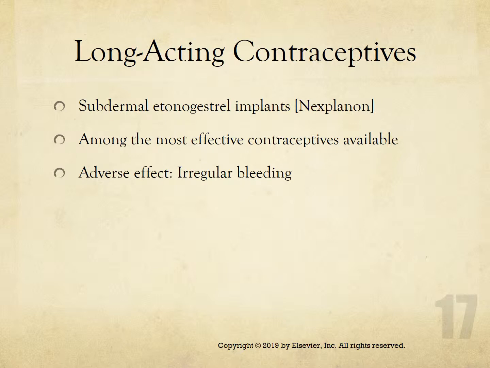Under long-acting contraceptives, you have the implants. The next one on, which is one implant, is the newest version. Of course, it started out as the Norplant, which had 5 implants. Then it went to 3, and now it's down to 1. It's among one of the most effective we have. And again, the biggest side effect is the irregular bleeding, for the same reason you have with any progestin-only type contraceptives.